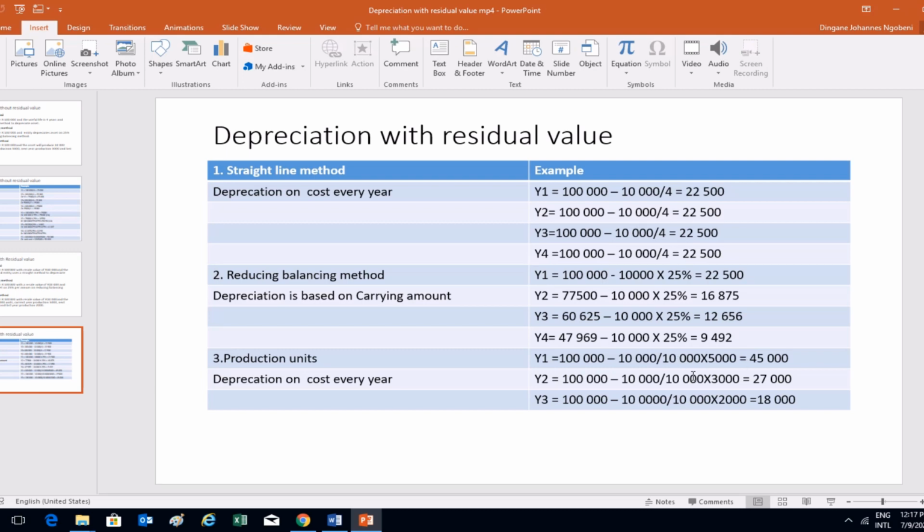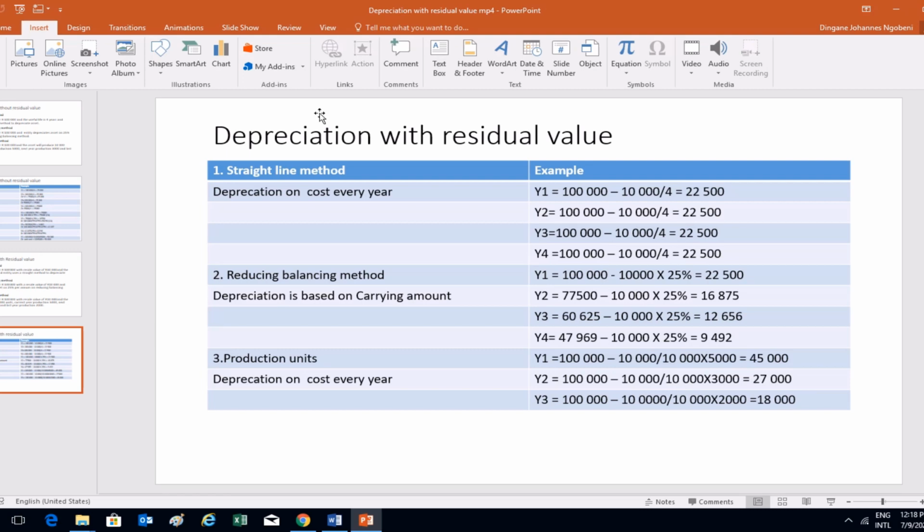If you look at it, our unit cost now is no longer 10 rand as when we didn't have residual value. If you have a residual value, your unit cost is 9 rand now. And the same logic we'll do in year 2. 100,000 minus 10,000 divided by 10,000 times 3,000, it gives you 27,000.